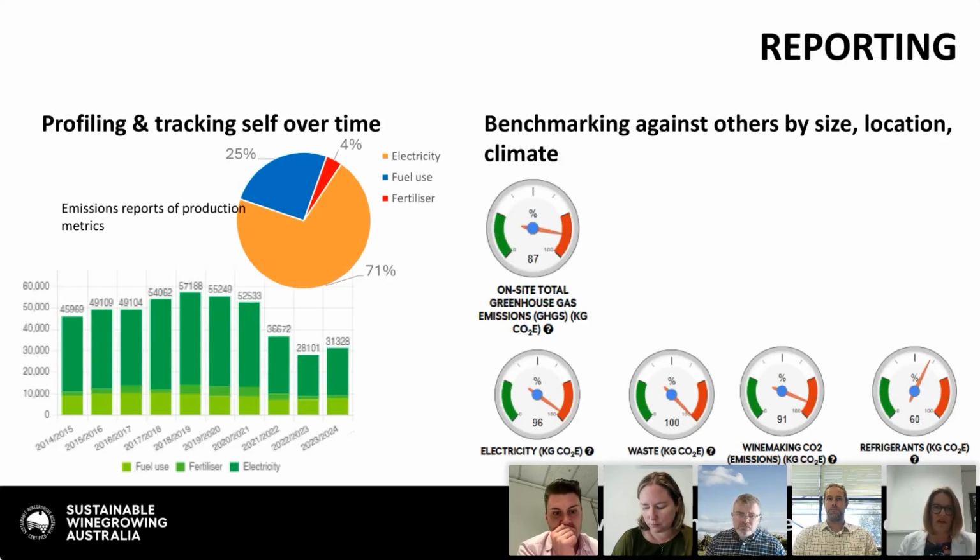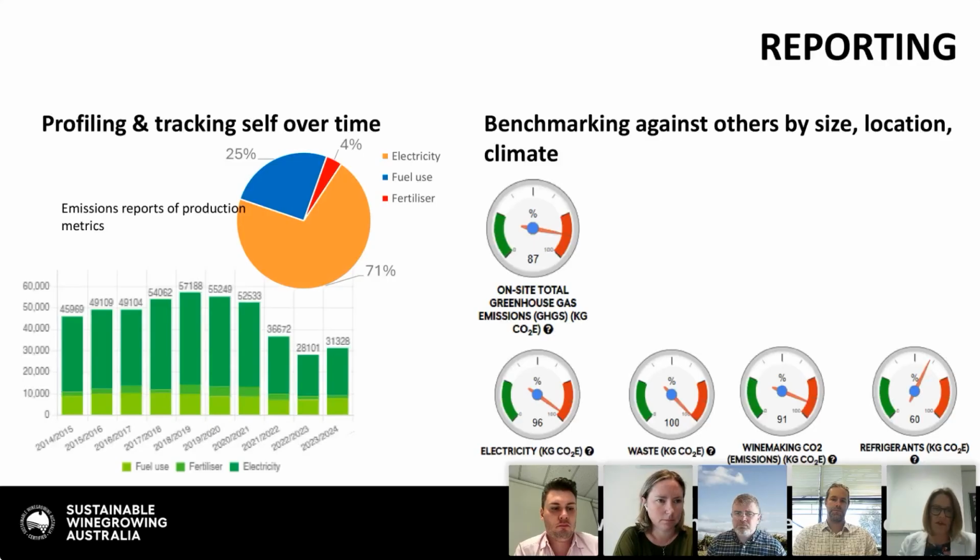So on the left-hand side here, you can just see a graph of fuel use, fertiliser and electricity use from a vineyard tracked over time. And those emissions, the quantum of the emissions, you can see quite large changes from some years. And that can be a great proof to a business that the practice changes that they may be making that are driving those emissions are making a real difference.